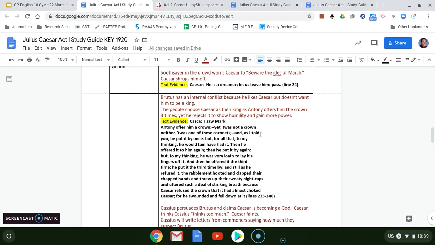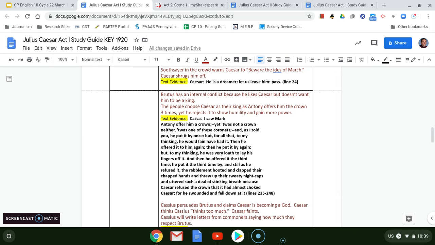Casca reports this. He says, I saw Mark Antony offer him a crown, yet 'twas not a crown, neither 'twas one of these coronets. And as I told you, he put it by once, but for all that, to my thinking, he would have fain have had it. So he's like, he disregarded it the first time it was given to him. Then he, meaning Antony, offers it to him again. But then Caesar put it by again. To my thinking, he was very loath to lay his fingers off it.